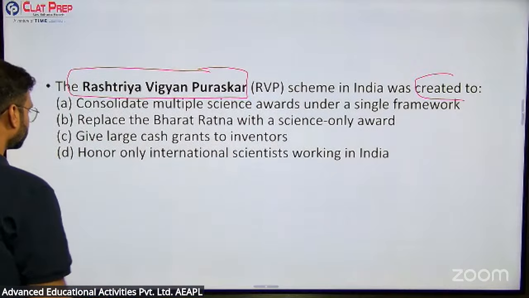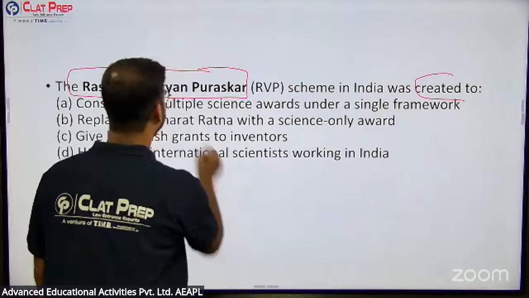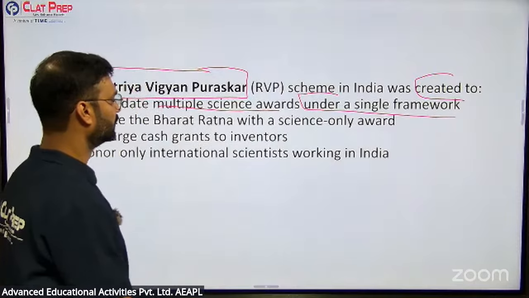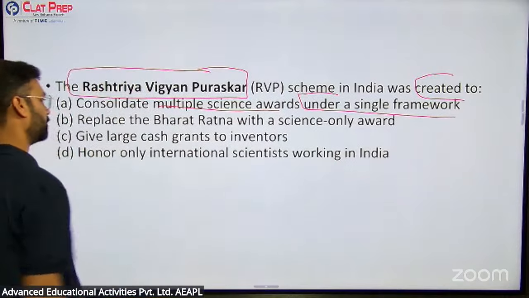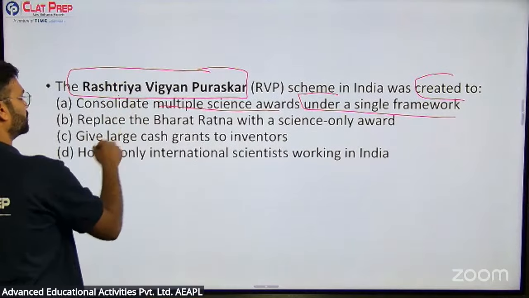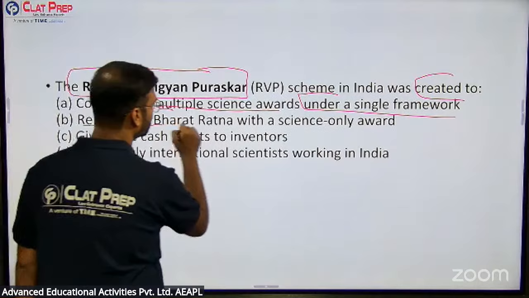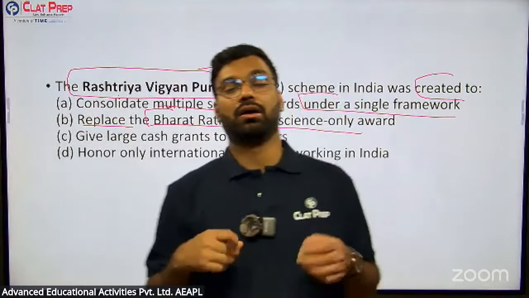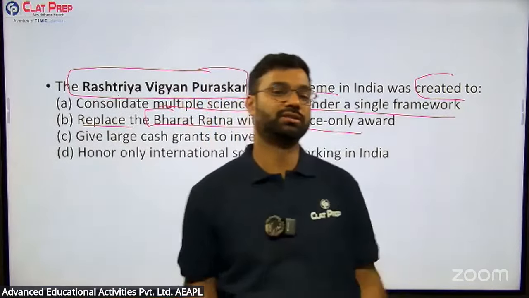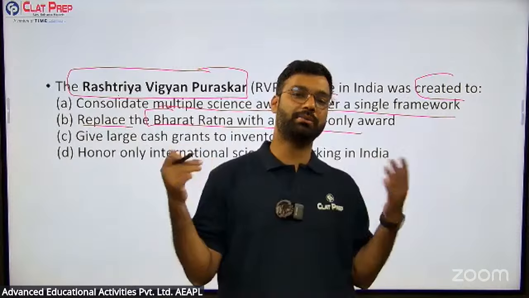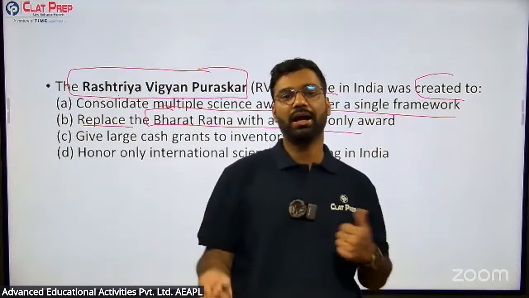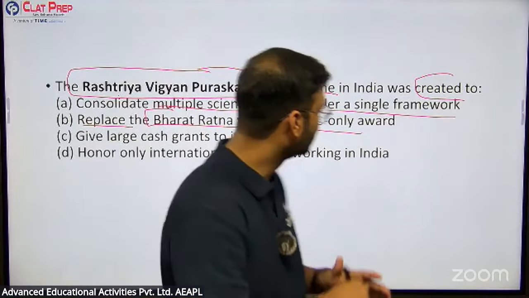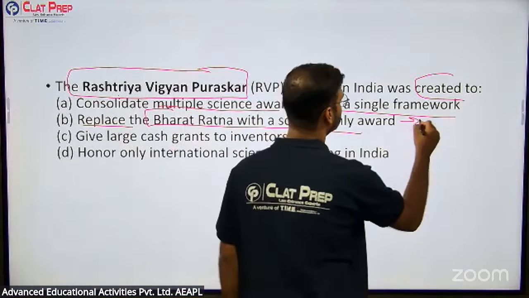Now, if we look at option A, consolidate multiple science awards under a single framework. This might be an option. Let's look at the other options also. Replace the Bharat Ratna with a science-only award. See, Bharat Ratna recognizes contributions of Indians in multiple fields. You may have contributed to India in any field, and to recognize your contribution, you're given that award. Why only restricted to science and technology? So again, an extreme option, something which can be eliminated.